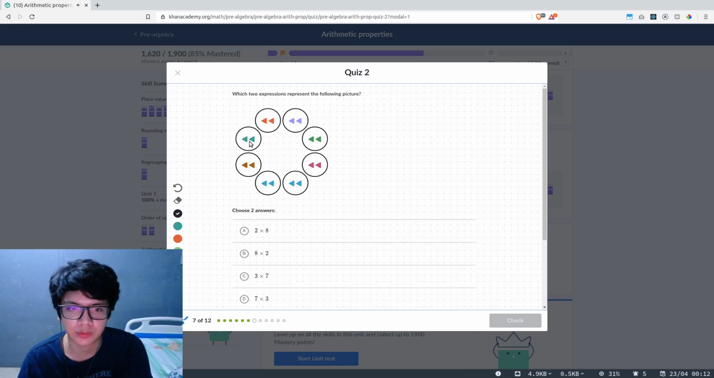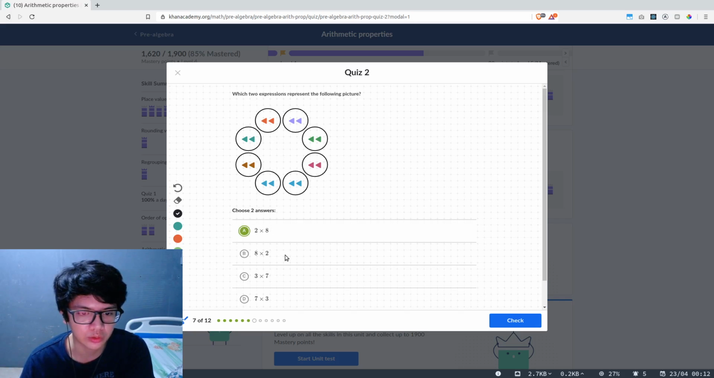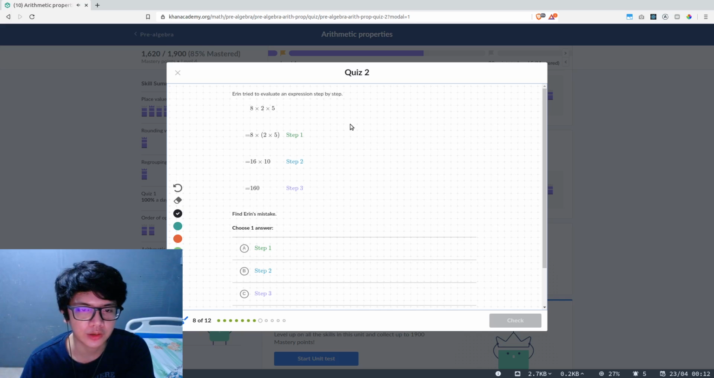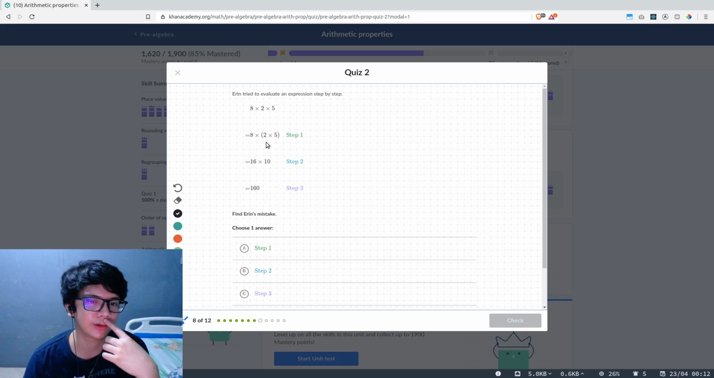Yeah. Which is going to represent the following picture? 2 expressions. 4 and 2. It's 2 times 8 or 8 times 2. Aaron tried to evaluate an expression step by step. Find Aaron's mistake. Step 1. Then, why did this become 16?